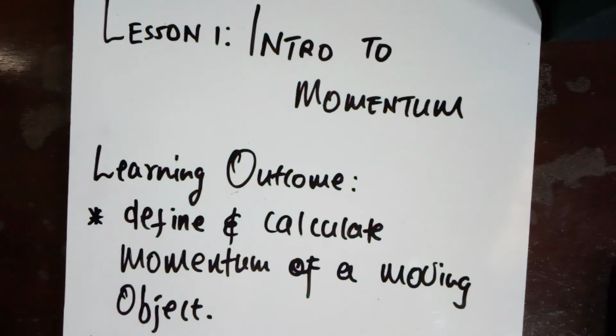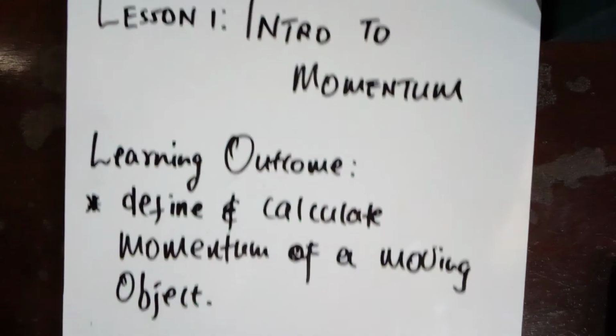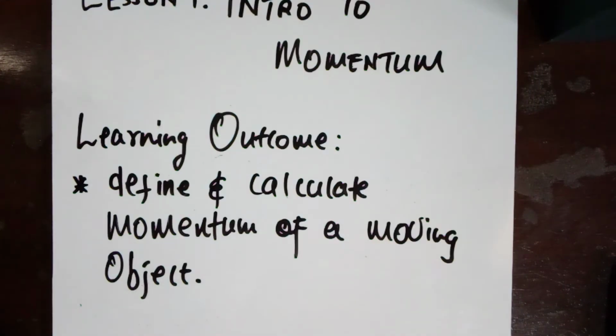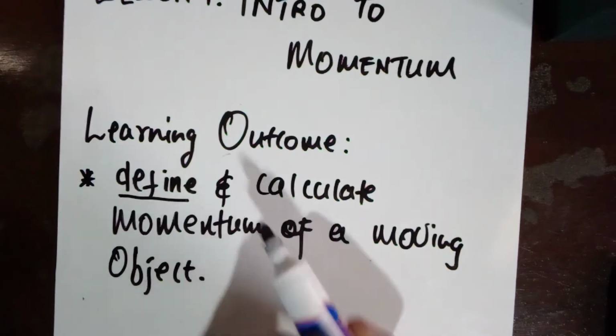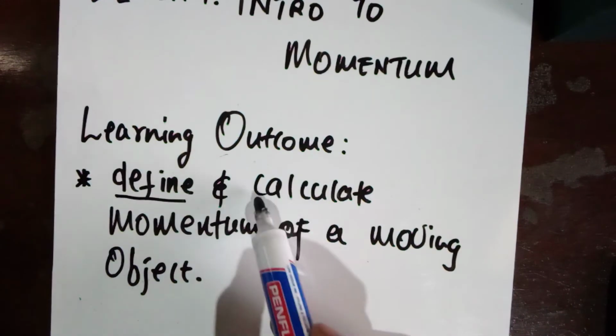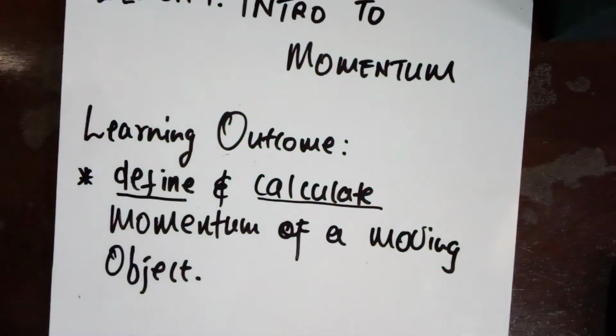You did this topic earlier in the year, and I'm sure it's something you are quite familiar with. Our learning objectives for this lesson are that by the end of this video, you should be able to define what momentum is and also be able to calculate the momentum of a moving object. So let us just get straight into it without wasting any time.